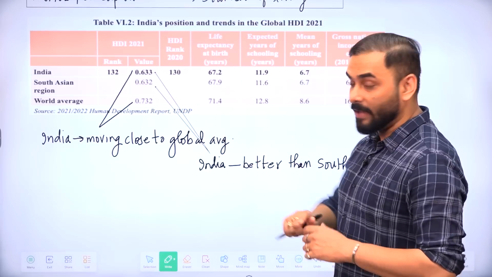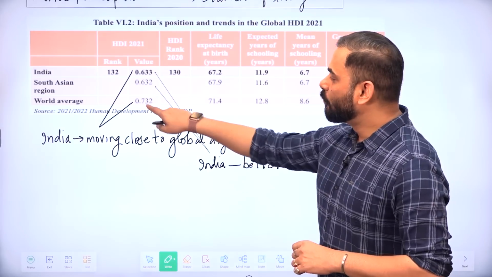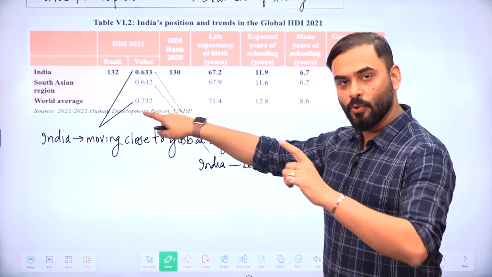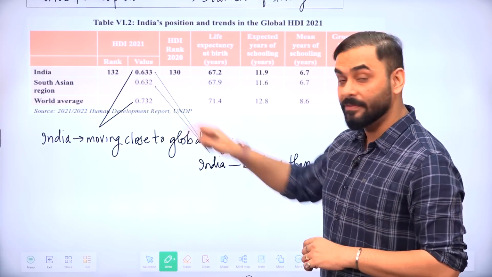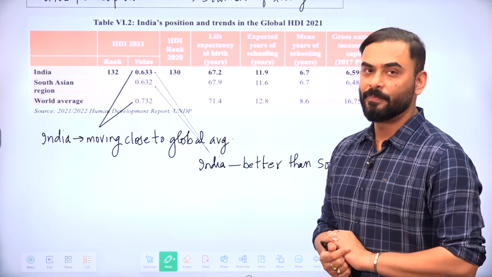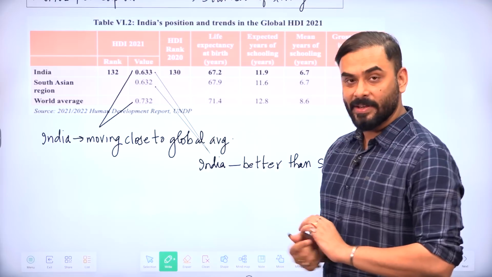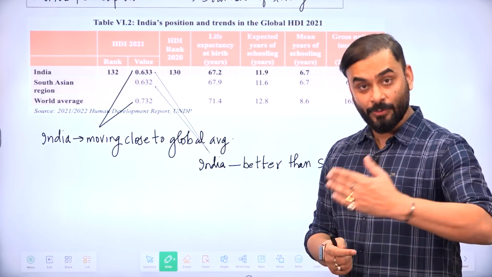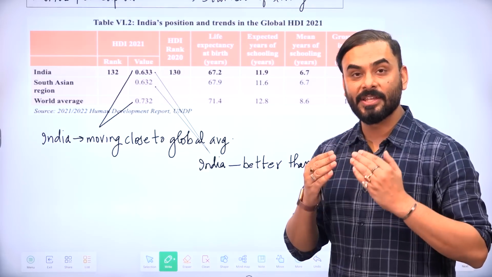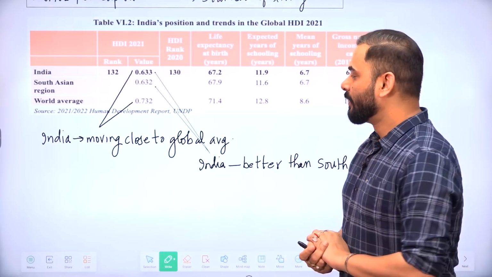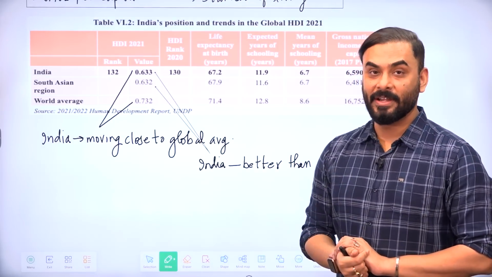The second thing that we find from here is that if you look at the average score of the entire world in Human Development Index, it is 0.732, the average global score. India's score is 0.633. Economic Survey says that over a period of time, India's score is coming very close to the global score. So we are reaching the global average. So these are the two important things that we find from this table.